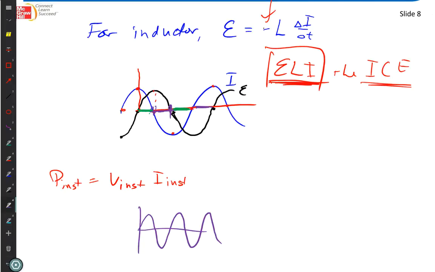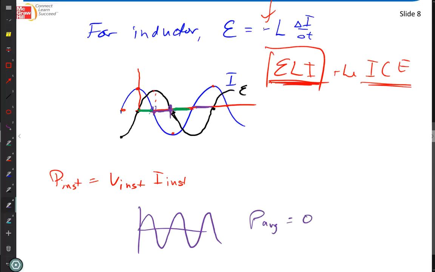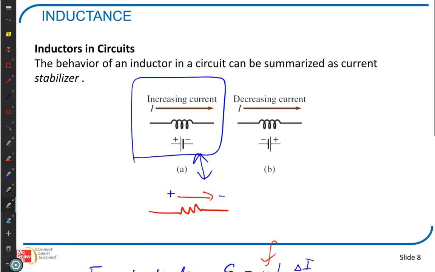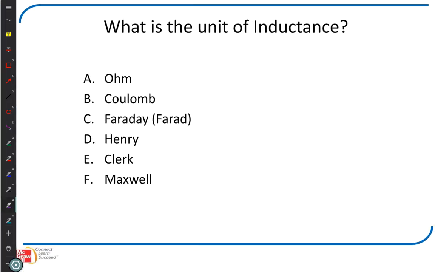So what's the average of a sinusoid centered on 0? 0. So the power average is equal to 0. The power moves positive, negative, because it's storing energy and then it's giving it back. So that's how you can see, yes, the average power is 0. The instantaneous power can be both positive and negative.